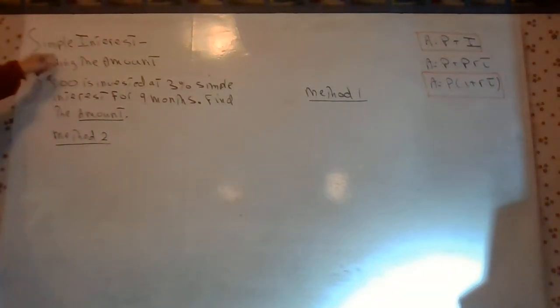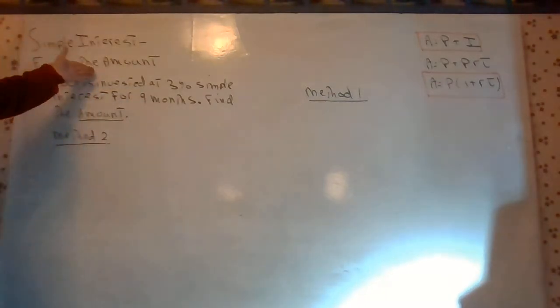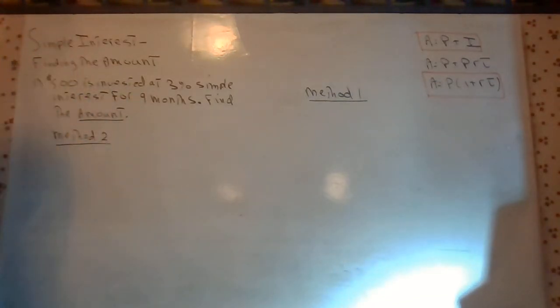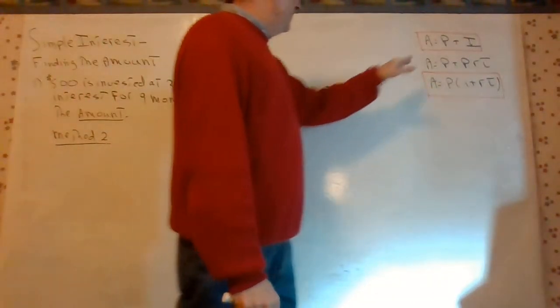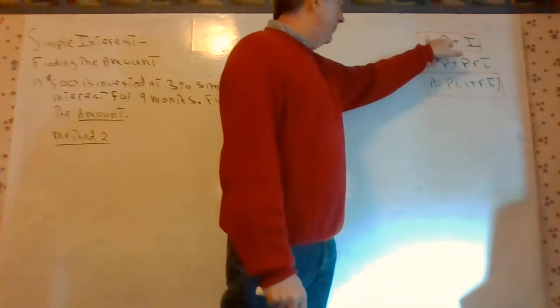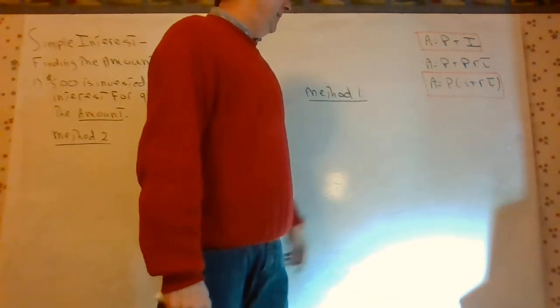Welcome back. Simple interest, finding the amount. The amount in financial mathematics actually has a specific meaning. Generically, in the English language, the amount can mean anything. But in finance, we have principal plus interest is equal to the amount A.